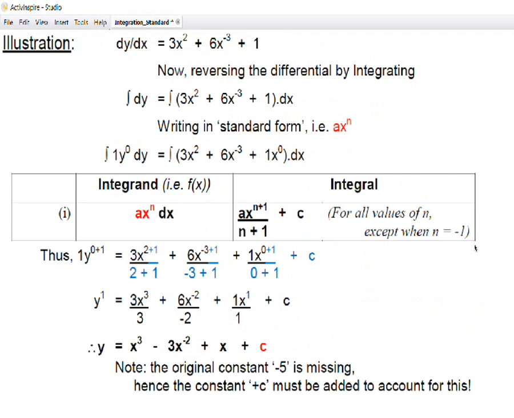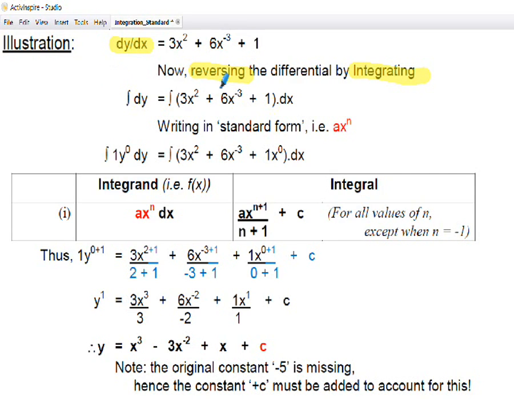So continue with the illustration. I just repeated this line, dy by dx equals 3x squared plus 6x to the minus 3 plus 1. We've got that by differentiating. Now if we want to reverse the process, we need to integrate. Integration should take us back to the original y function. So to do that we have to rearrange the equation.